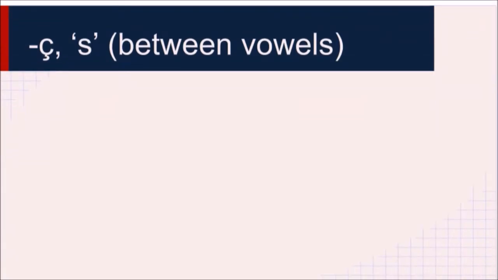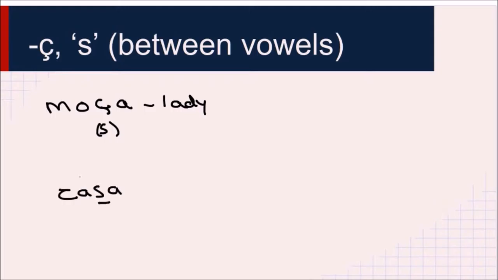Then we have this C with a little squiggly on it. And that gives you an S sound, right? So for a word like moça, it means like lady, right? Young girl, lady. Moça. So just imagine that it's the S, more or less. Now, if you have a word with an S in between two vowels, like casa, it's actually a Z sound. Casa.